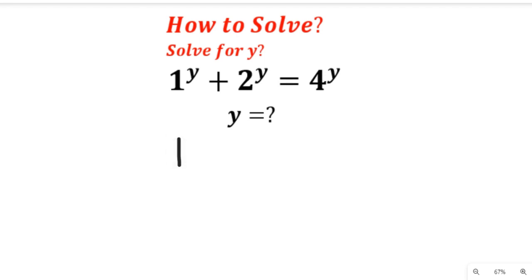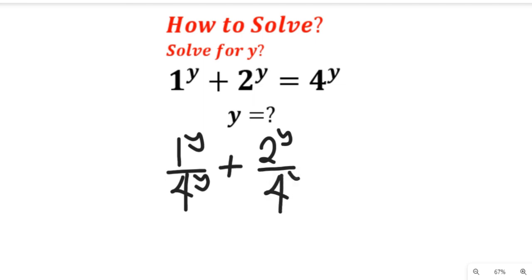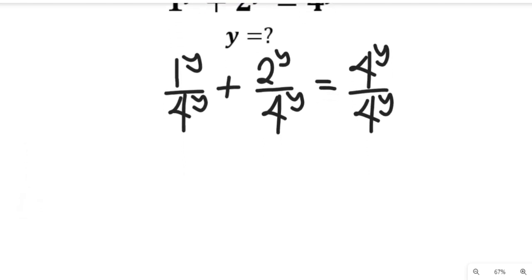So we'll have 1 to the power of y divided by 4 to the power of y, plus 2 to the power of y divided by 4 to the power of y, and that will be equal to 4 to the power of y divided by 4 to the power of y. From what you see now, the right hand side will be equal to 1. So this will be equal to, remember the laws of indices.